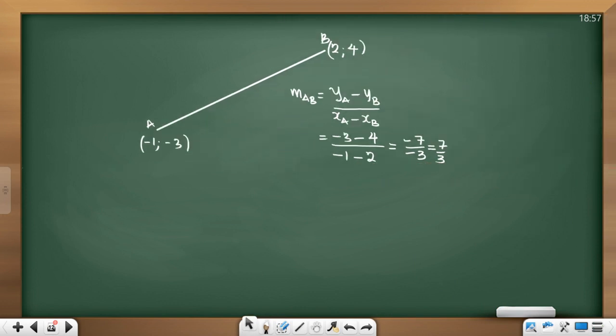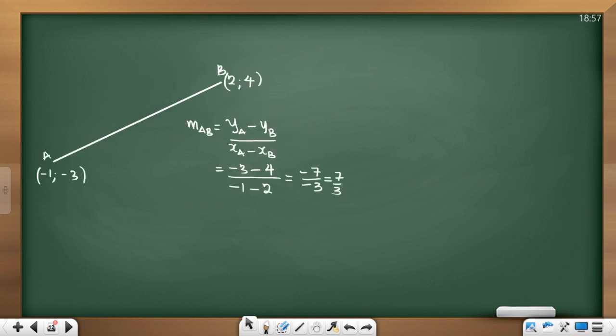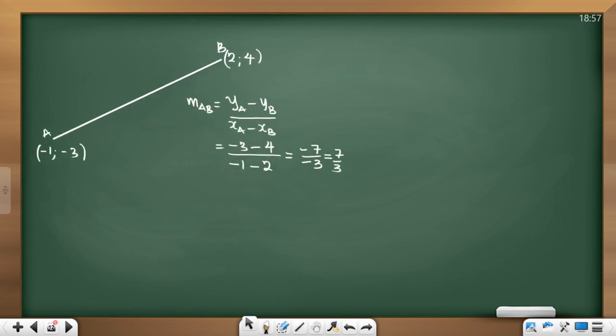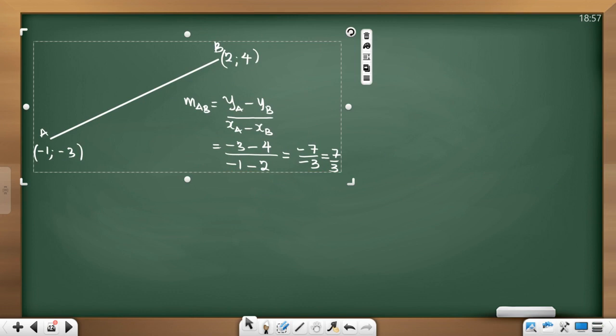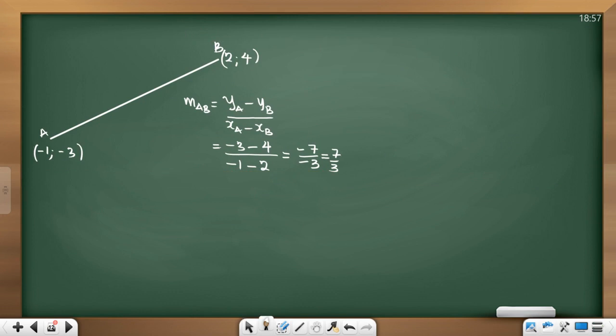Awesome. All right, beautiful. Now I have my gradient, right? I can then say, what is my gradient? We know m equals to what? y2 minus y1 over x2 minus x1. That is how we would have calculated gradient.